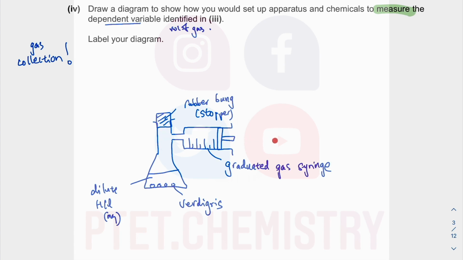As more and more gas is produced, the piston moves. When the piston stops moving, there's no more gas being produced, as you'll be able to tell by the normal bubbles, the normal effervescence, stopping due to all the carbonate having reacted. Okay, that's it really.